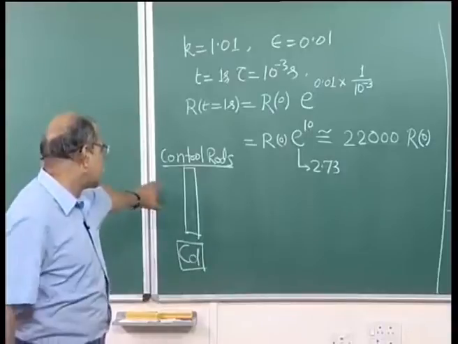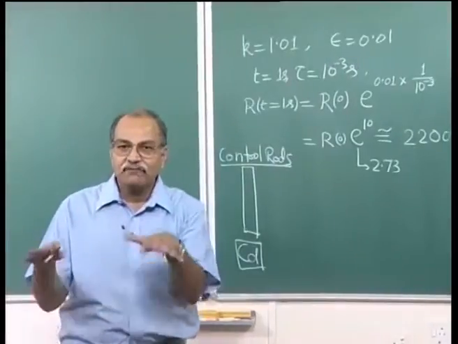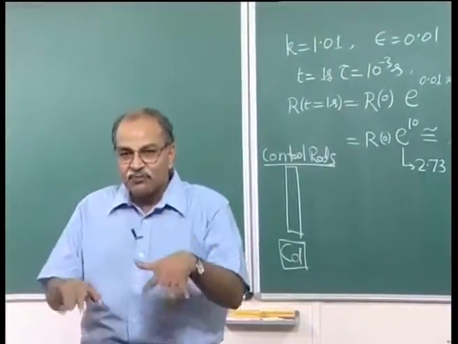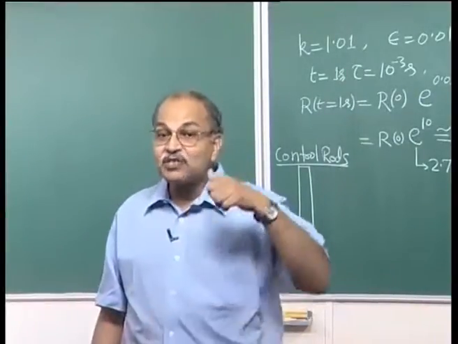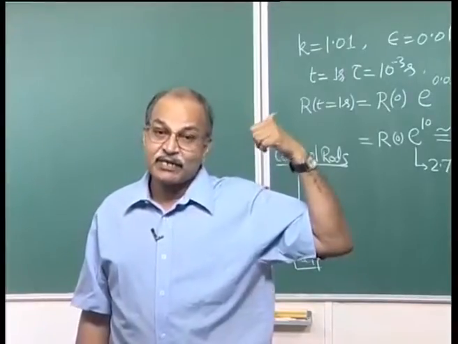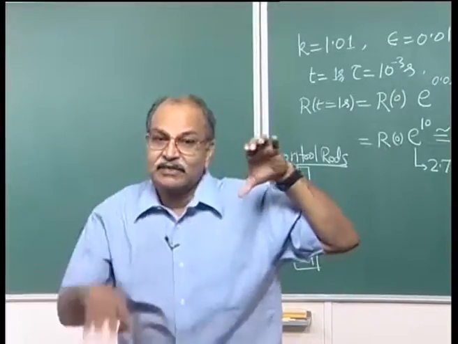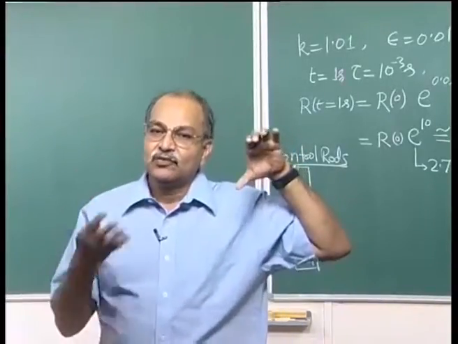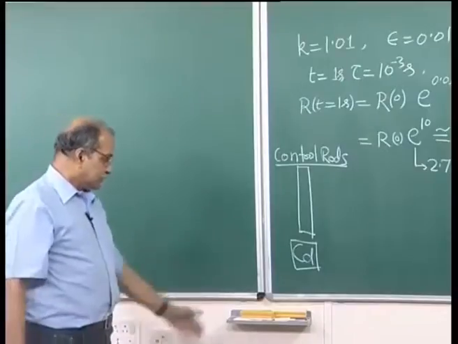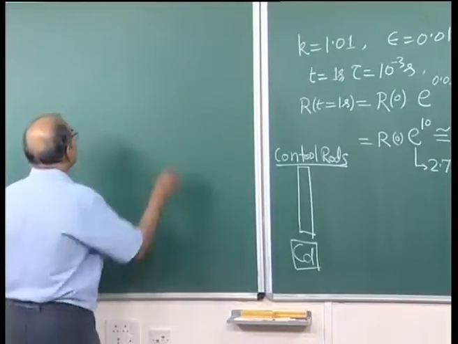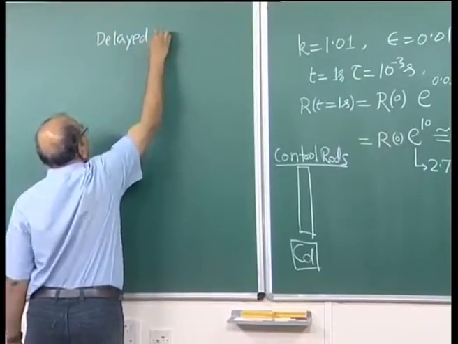So, that is how it is controlled. But if it is controlled by the mechanical movement of these rods, it is very difficult to control at millisecond time scales, 10 to the power minus 3, 10 to the power minus 4 second time scales. In that time scale, it has to mechanically go in or out, and that would be very, very difficult. So, how is that done? We are helped by a phenomenon known as delayed neutrons. I talked about it earlier.